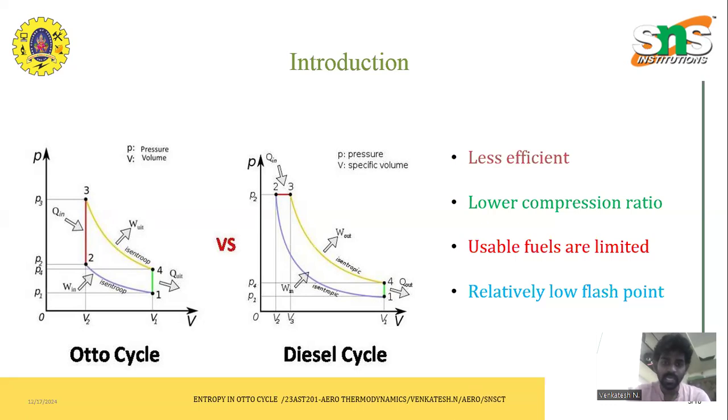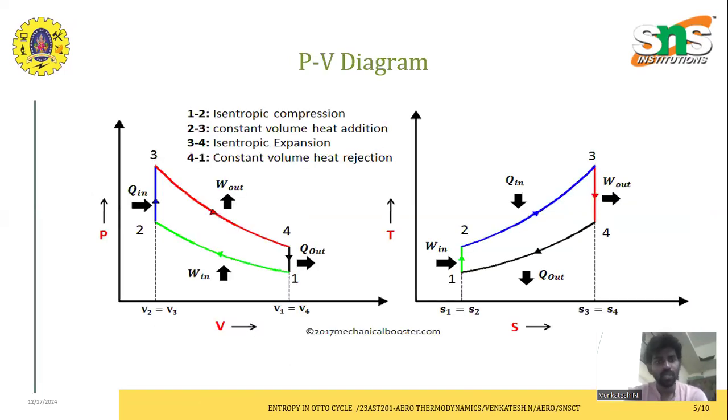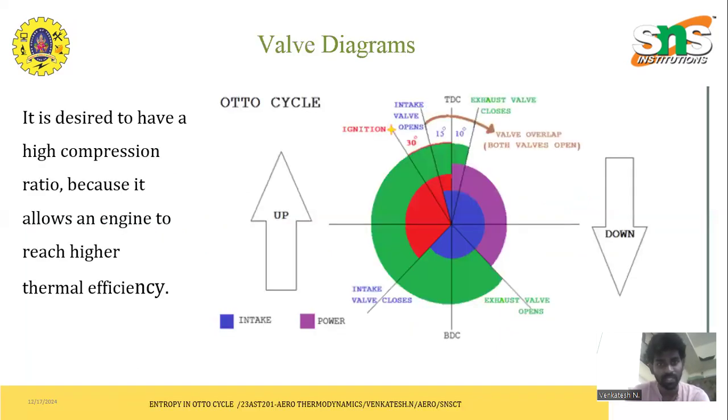In this image, we observe that the Otto cycle has lower efficiency and a lower compression ratio, usable fuels are limited, and it has a relatively low flash point. In this PV diagram, as I already said, the four processes in the Otto cycle are isentropic compression, constant volume heat addition, isentropic expansion, and constant volume heat rejection.